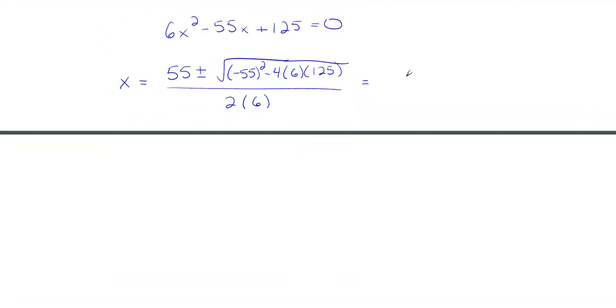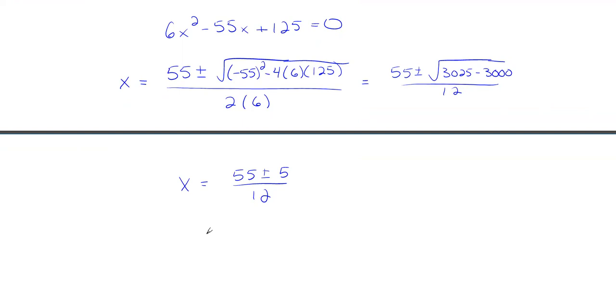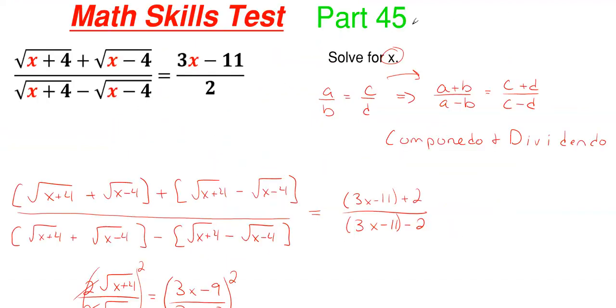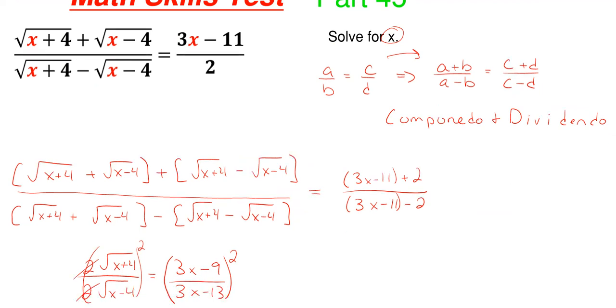So this will simplify down to 55 plus or minus the square root of 3,025, subtracting off 3,000, all divided by 12. So then my x will be 55 plus or minus 5 over 12. So I get my two values for x. I either have 25 over 6 or I have 5 as my answer for x. So now that I have two values for x, what I'm going to do is take each of those values, plug them back into the original starting equation here, and make sure that the left side is equal to the right side.